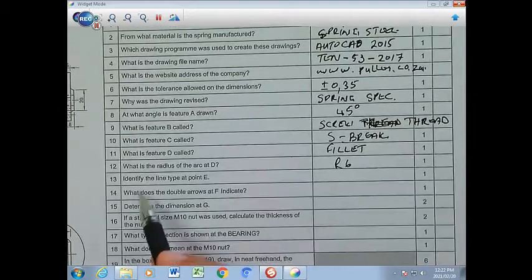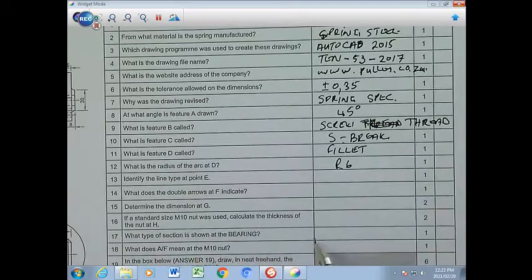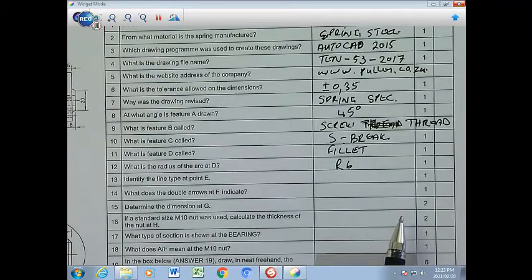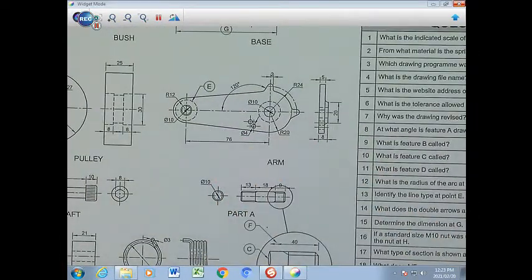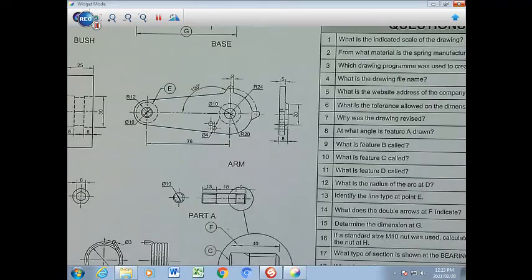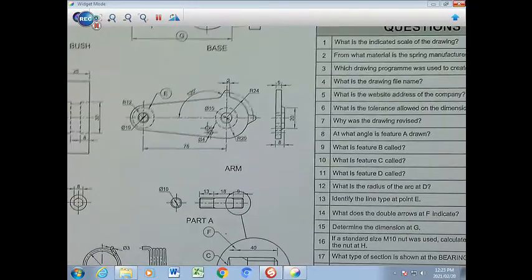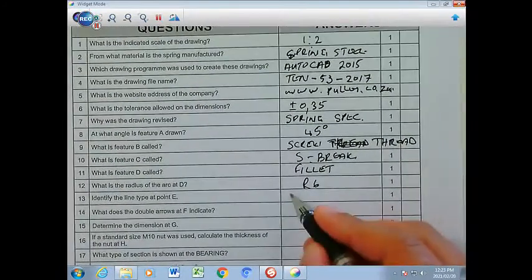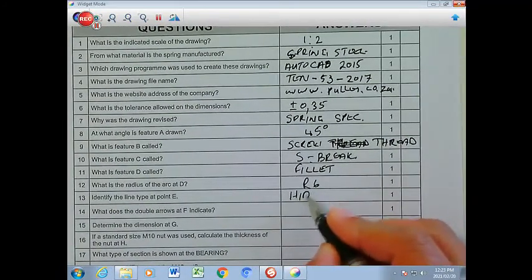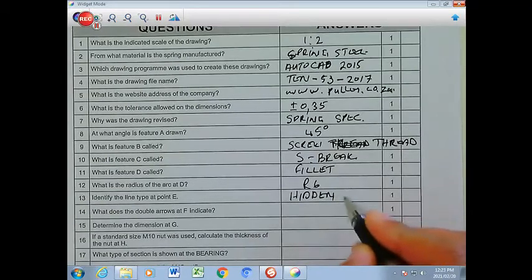Right. Identify the type of line at point E. So we have to go to point E, and point E you're going to find there, and that is a hidden detail. It's not a dash, it is a dash the way it is, but it's called hidden detail. So you're going to write in the hidden detail.